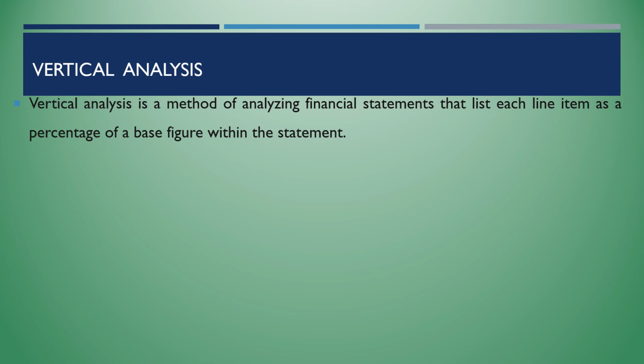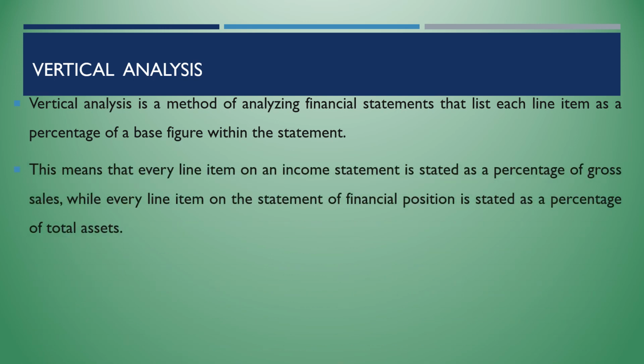Vertical analysis is a method of analyzing financial statements that lists each line item as a percentage of a base figure within the statement. This means that every line item on an income statement is stated as a percentage of gross sales, while each line item on the statement of financial position is stated as a percentage of total assets.